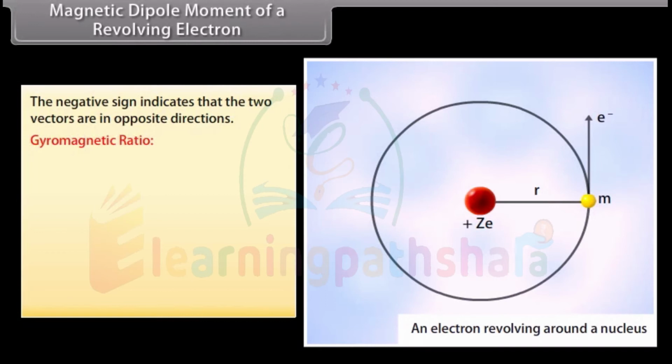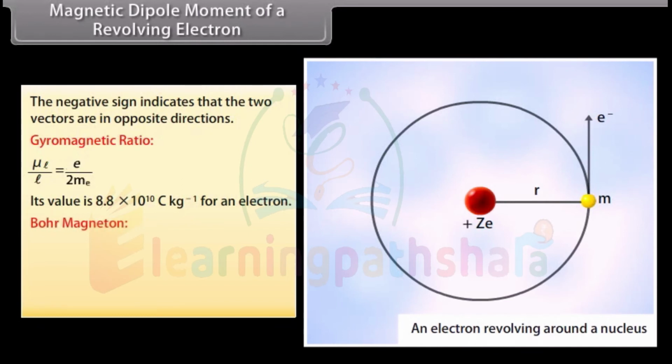Gyromagnetic ratio. μL upon L is equal to e upon 2me. Its value is 8.8 × 10^10 coulomb per kilogram for an electron. Bohr magneton. μB is equal to eh upon 4π me. Its value is a constant and equals 9.27 × 10^-24 ampere meter squared.